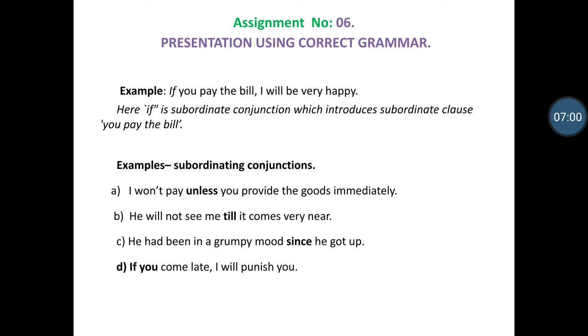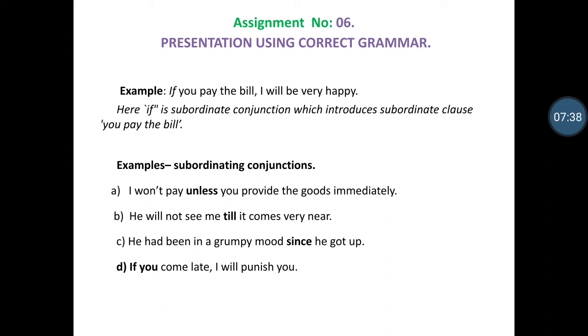For example, I won't pay unless you provide the goods immediately. "I won't pay" is one clause and "you provide the goods immediately" is another. The two clauses are joined by the conjunction "unless." Unless is a subordinate conjunction. He will not see him till it comes near. "He will not see" is the main clause, and the other is a subordinate clause joined by "till."